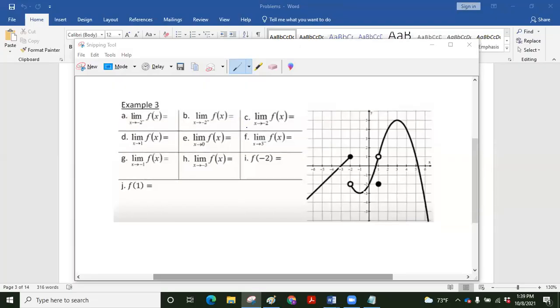Let's look at another limits problem. This one's asking, what is the limit as x approaches -2 from the left? So this is -2, and we're coming in from the left here. And we see that the y value is 1.